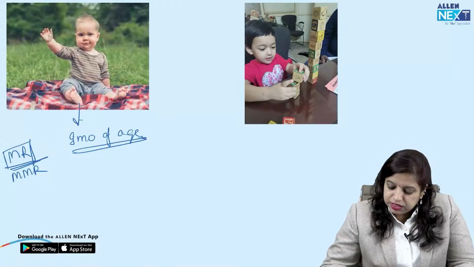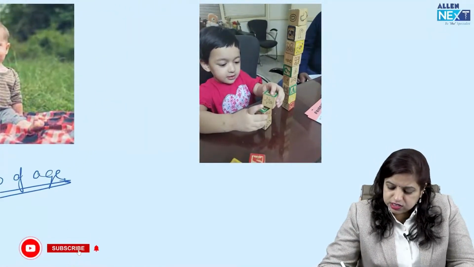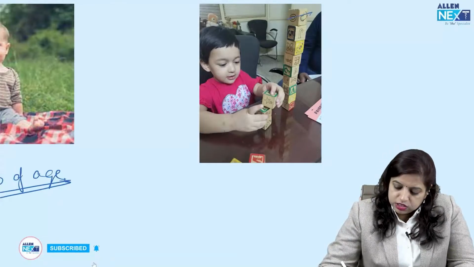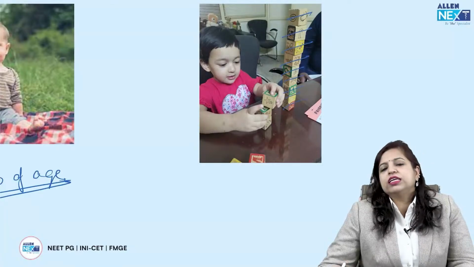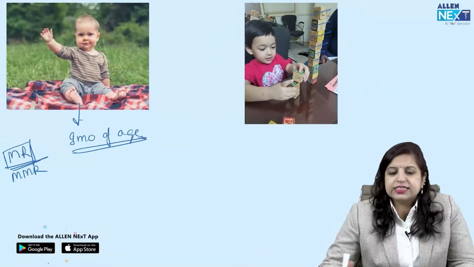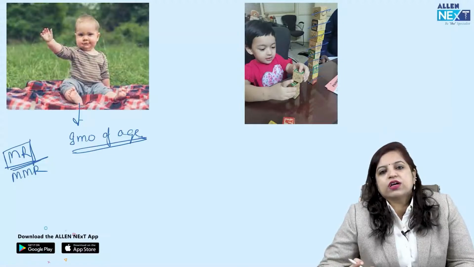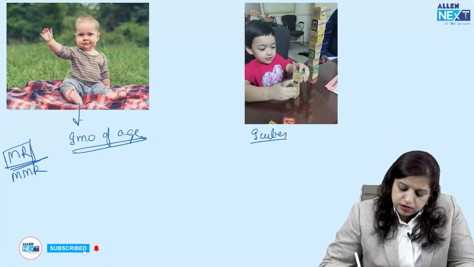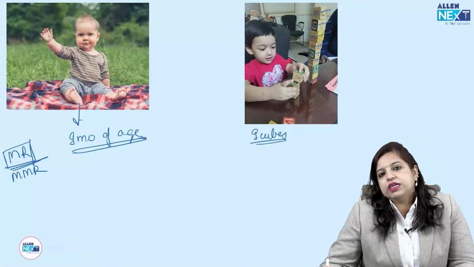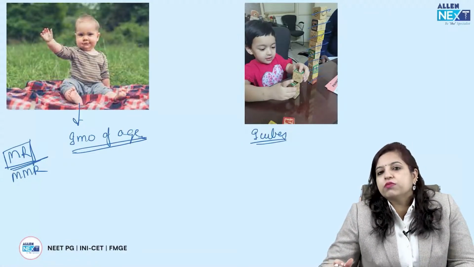Now this child, tell me the age of this child. So let us count the cubes, 1, 2, 3, 4, 5, 6, 7, 8, 9. So 9, this child has very nicely, ably, constructed a tower of 9 cubes, and then you are being asked, what is the approximate age of this child? So how do we remember the cubes?